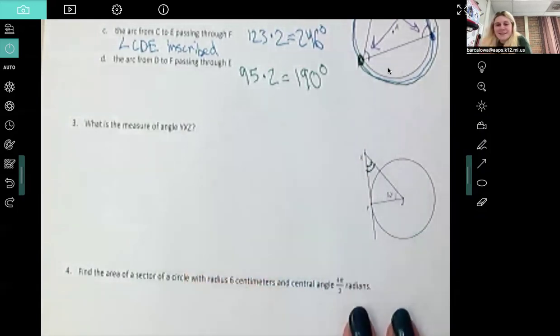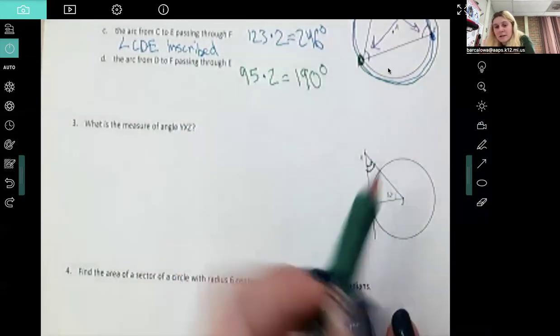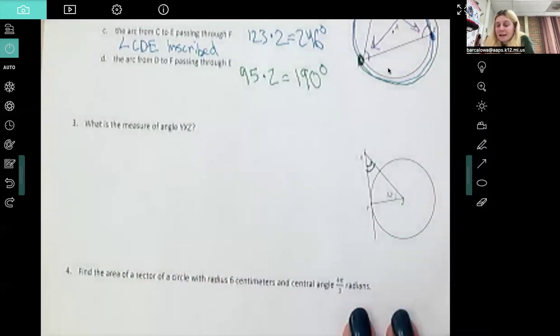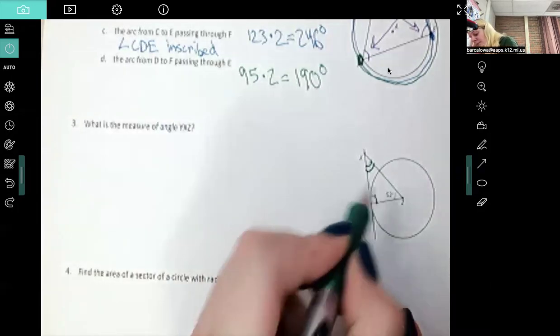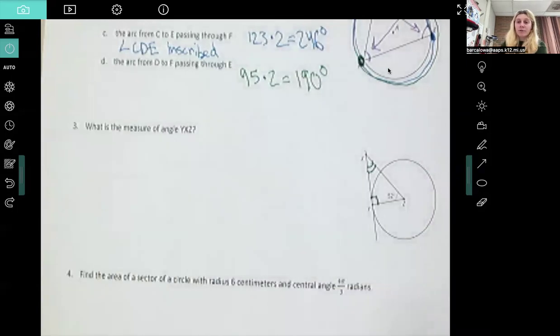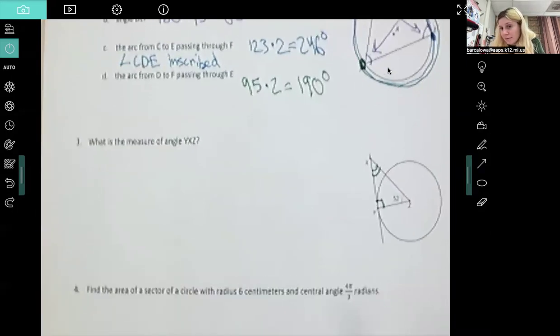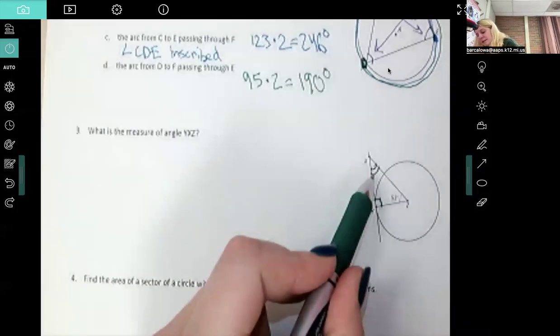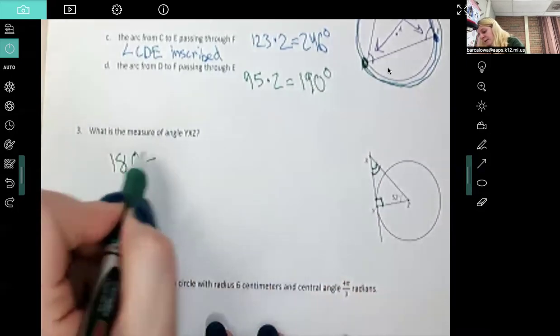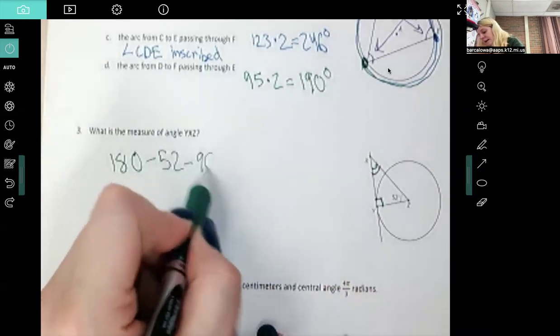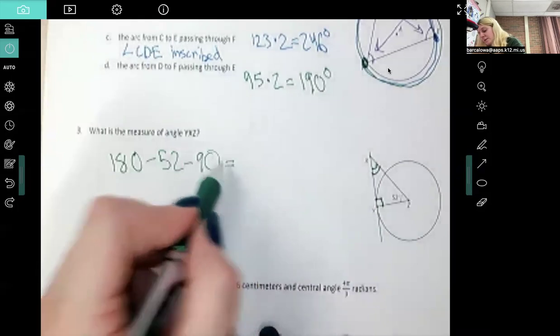This line is tangent to the circle. So a line being tangent to the circle means two things. Number one, it means it's intersecting the circle at exactly one point. Number two, it means that it's making a 90-degree angle with the radius. The tangent line is perpendicular to the radius, okay? So how can I find this missing angle measure? Well, the angles of a triangle add up to 180. So 180 minus 52 minus that 90 degrees I know from my tangent line.